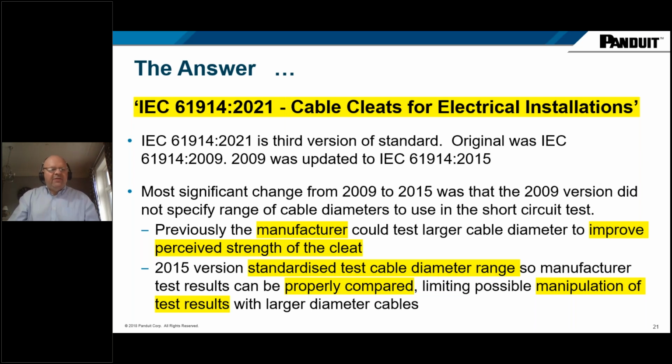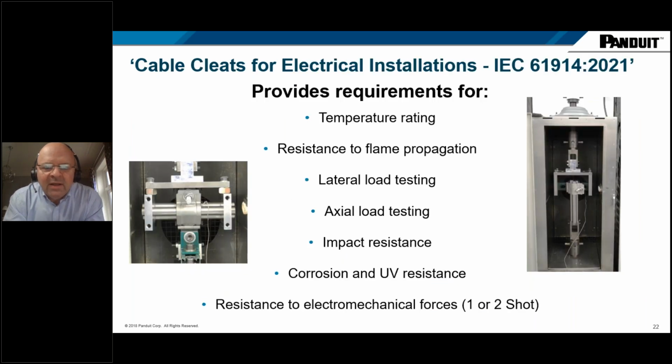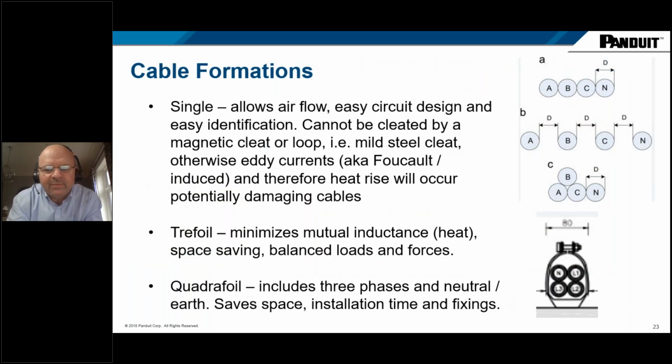So the 2015 version standardized the test cable diameter range. So manufacturers' test results could be properly compared with each other, and it limited the possibility of manipulating test results by using larger diameter cables. IEC 61914-2021 also tests for a number of other things, such as corrosion and UV resistance, impact resistance, lateral and axial load testing, resistance to flame propagation, and temperature ratings.